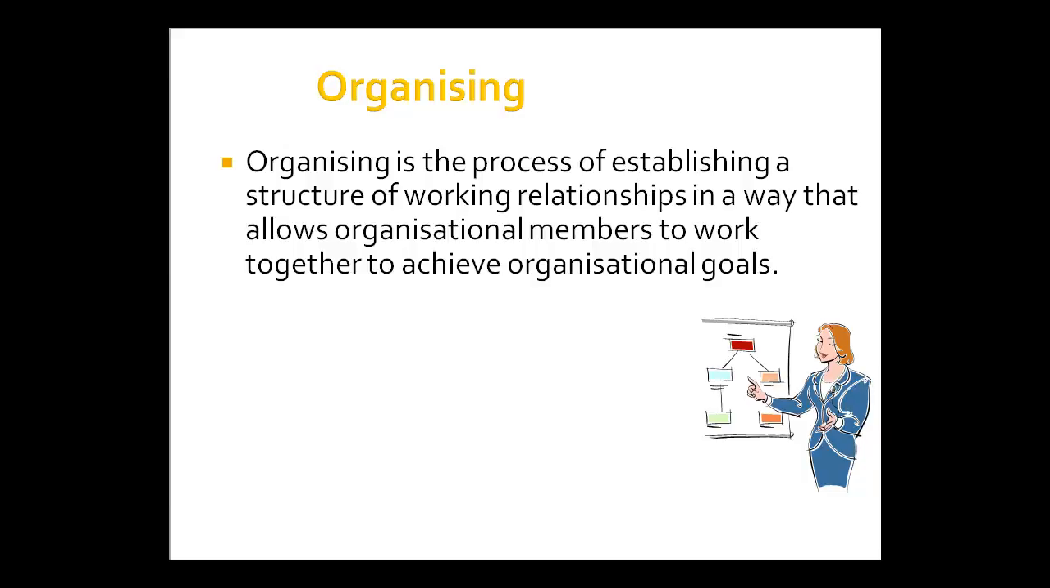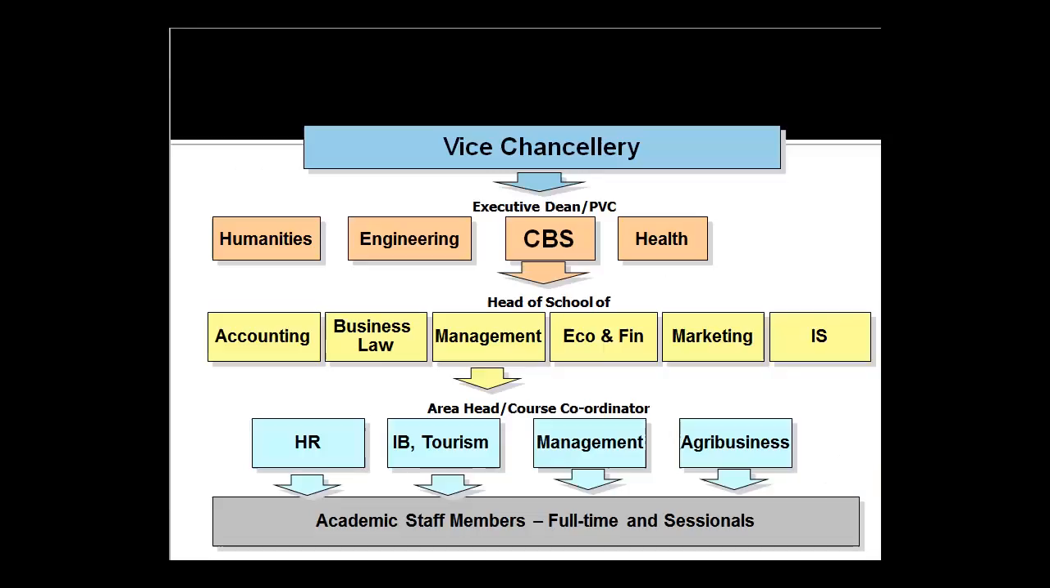For example, the organizational structure at Curtin University looks like this. Curtin Business School is made up of different schools. Among them, School of Accounting, Business Law, you've got Management, Economics, Finance, Marketing and Information Systems.